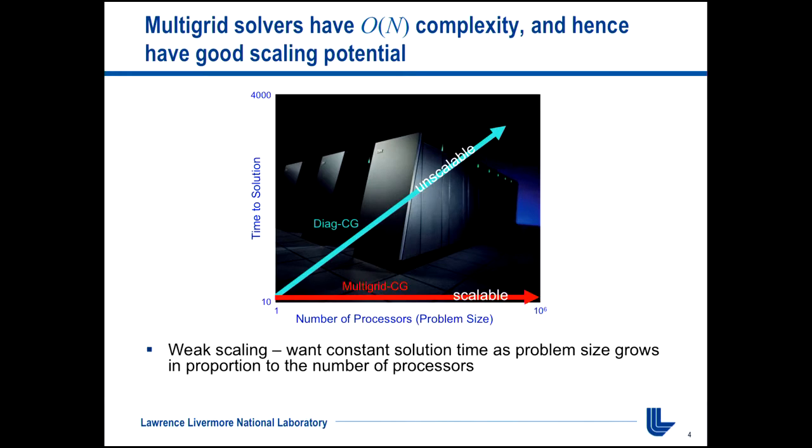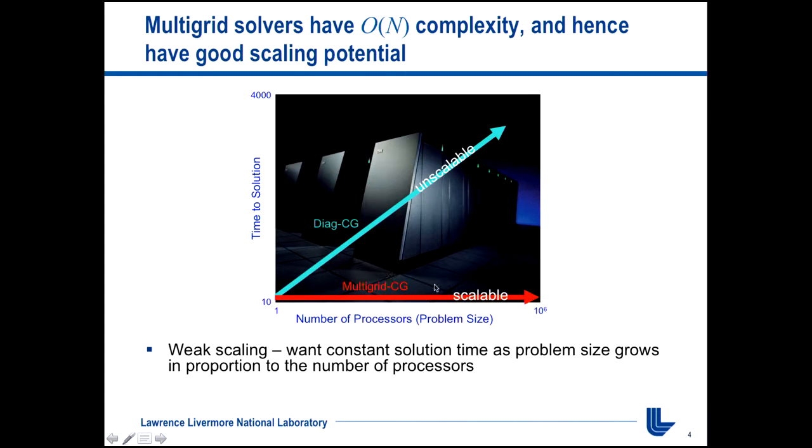So first, the motivation. The reason we care about multigrid is because they are O of n complexity solvers. We sometimes say they're optimal. So if you're solving for n unknowns, they take order n work to do that. And this gives them the potential to scale really well, especially in the weak scaling sense.